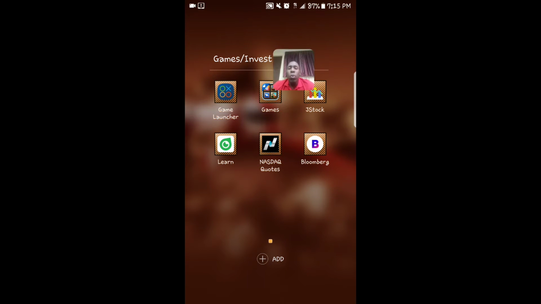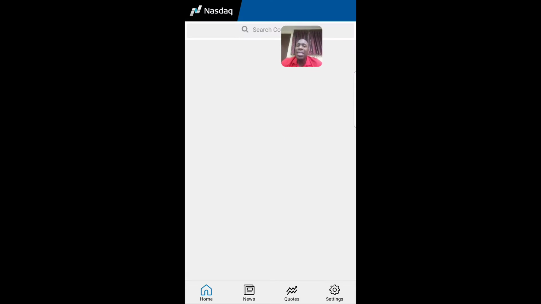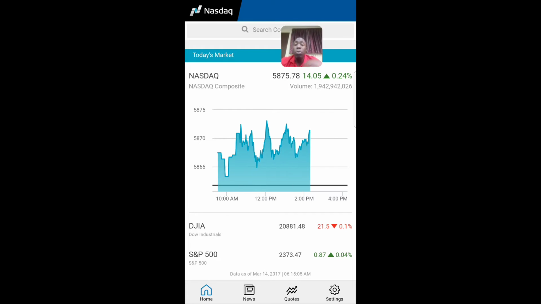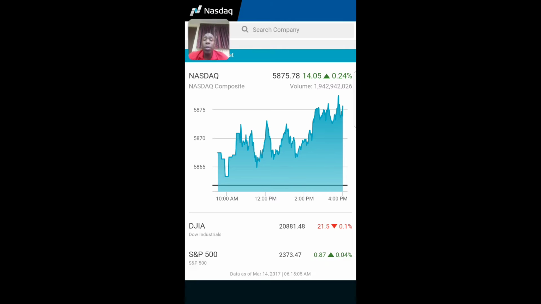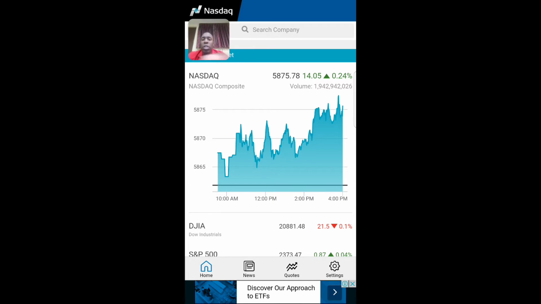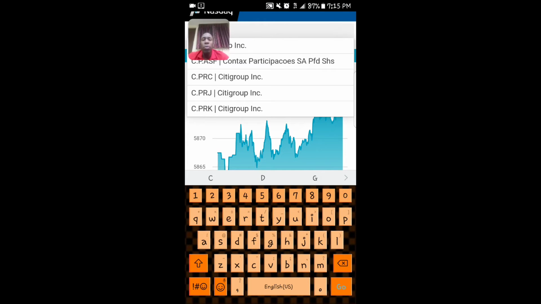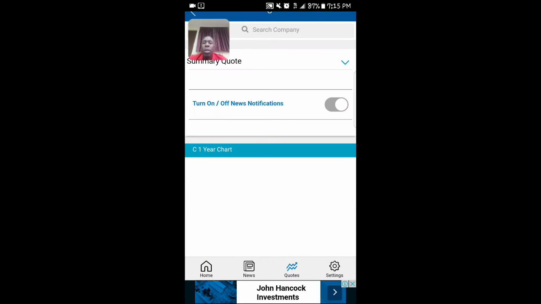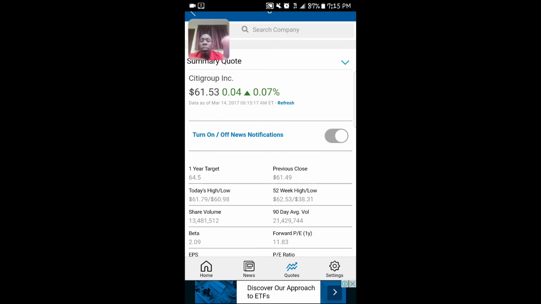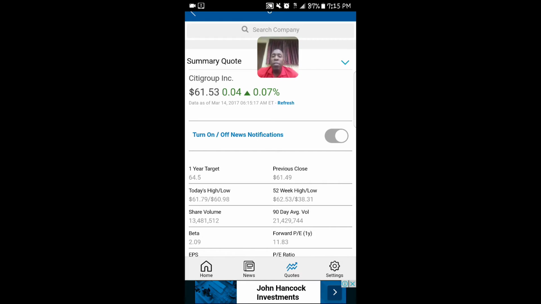So let's get into one of my favorite apps, which is the Nasdaq app. I absolutely love this one. It's not my top one because the Bloomberg app, which we'll get into, is my top. Okay, search company. You put in the symbol. So let's go with Citigroup. Citigroup, notorious. You picked the right one. Okay, I'm sorry I have to keep moving around my picture here. It's moving everywhere. But you have your summary quote, and then it tells you Citigroup.